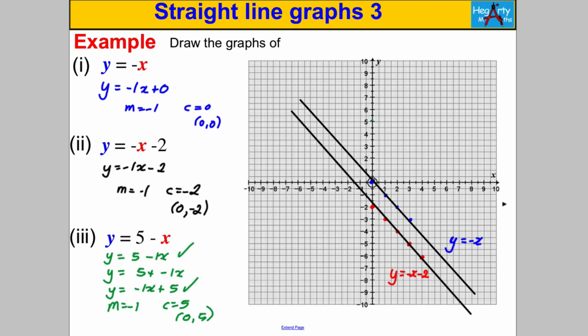So we go up to 0, 5. As I go to the right 1, I go down 1, right 1, down 1, right 1, down 1. You get the picture. Our straight line is looking nice and easy for us to draw, just like that. Okay? And that's y equals 5 subtract x.